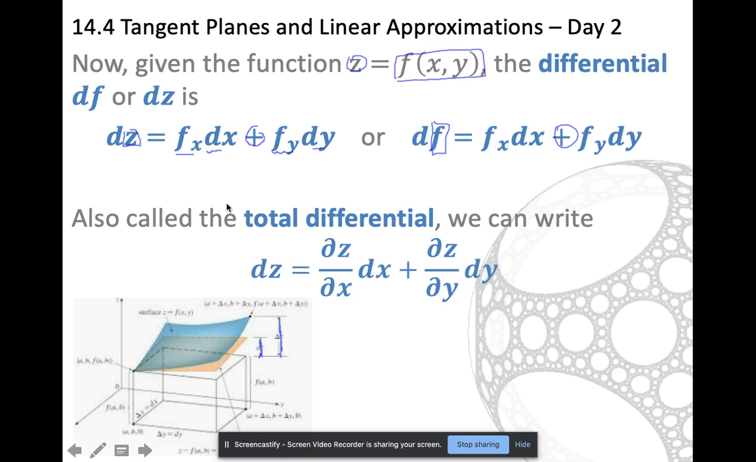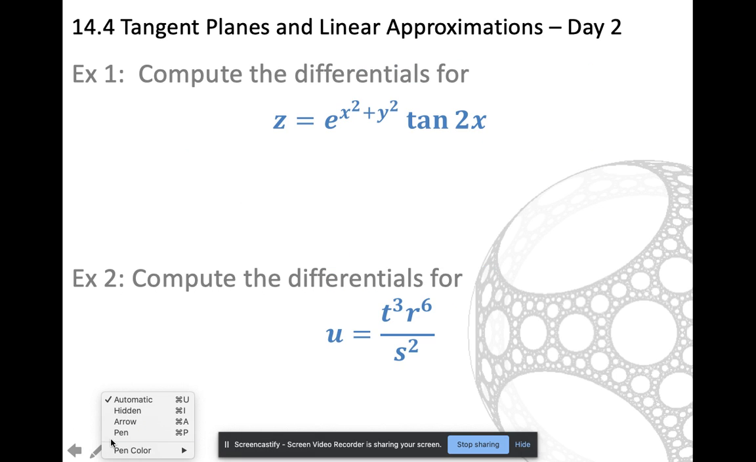This is a vocabulary word that you're going to want to make note of. The total, think sum, total differential, we can also write in the del notation. The differential of the function z is the partial derivative of z with respect to x times dx plus the partial derivative of z with respect to y times the really small change in y.